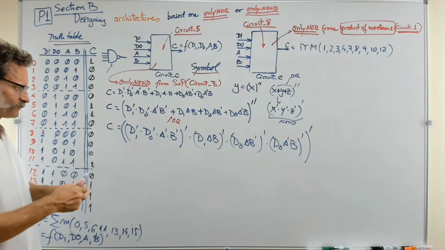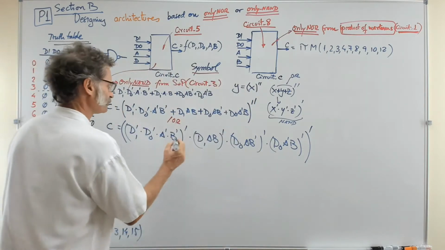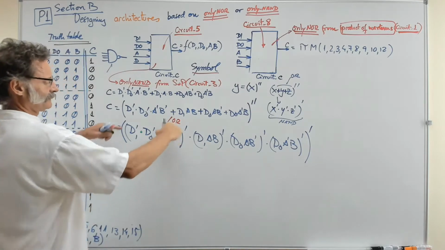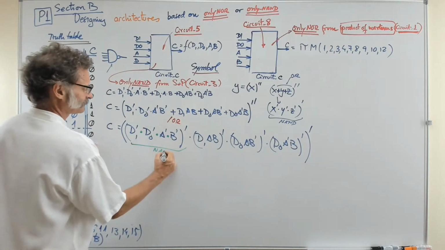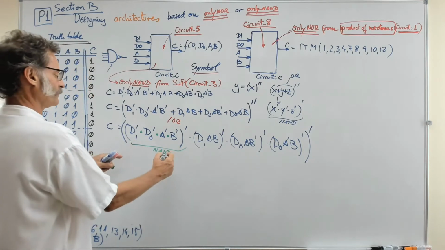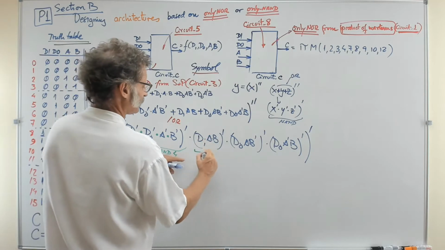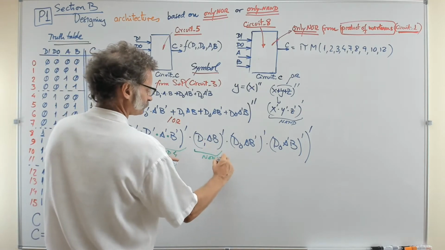So now you can imagine this very well, and then not. So this is a NAND of 4 inputs, and this is another NAND of 3 inputs.